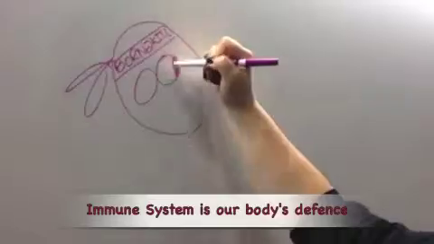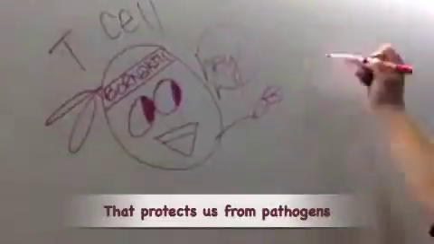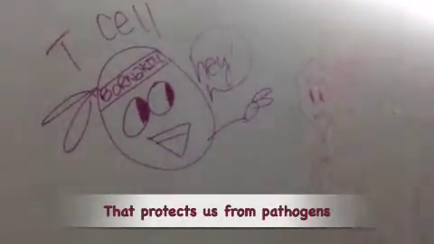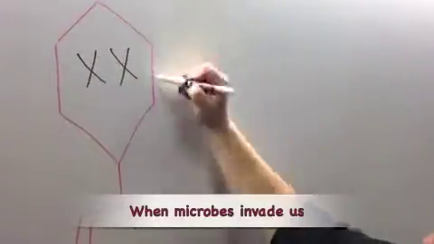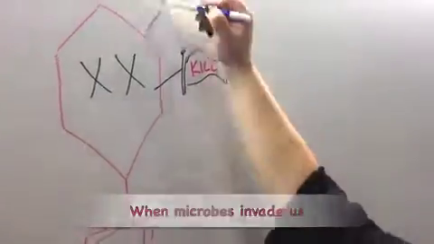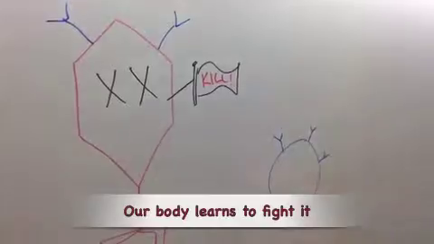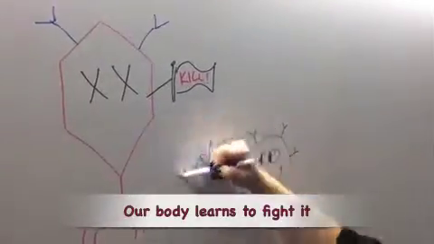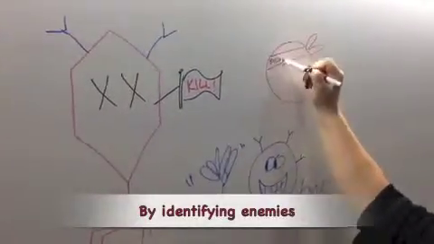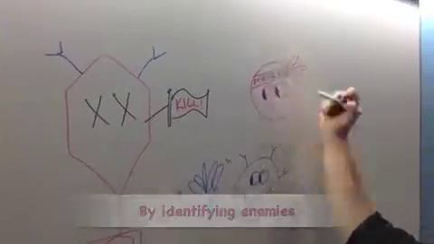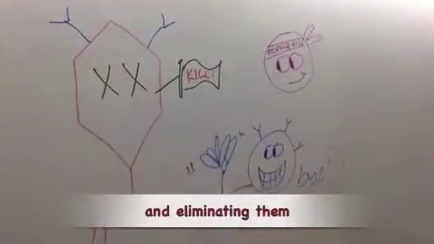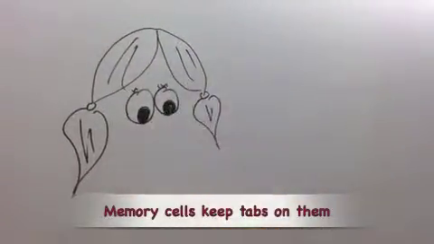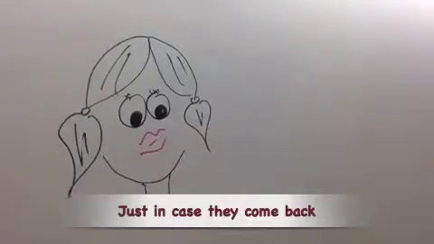Immune system is our body's defense that protects us from pathogens. When microbes invade us, our body learns to fight it by identifying enemies and eliminating them. Memory cells keep tabs on them, just in case they come back.